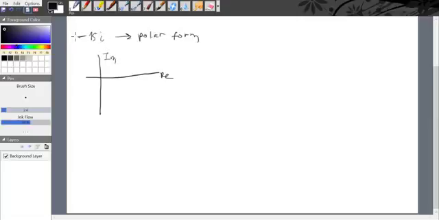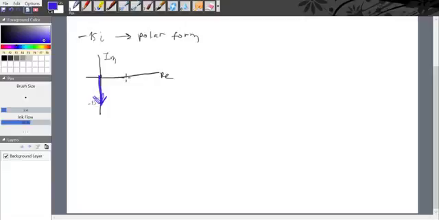First we look at the rectangular form over here. We do not have any real part, so the real part is simply 0, and the imaginary part is minus 15. So we have this line over here. A little bit wobbly, but never mind. We have this arrow which symbolizes the rectangular form.